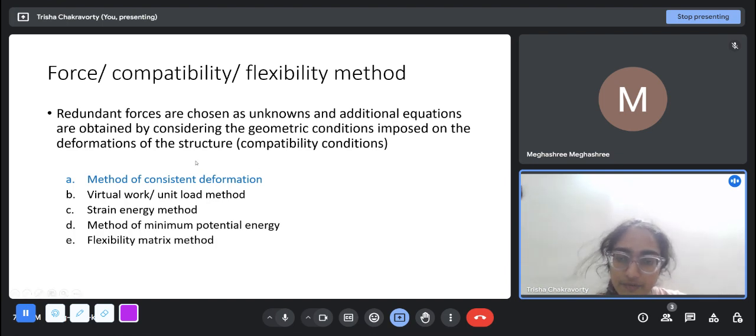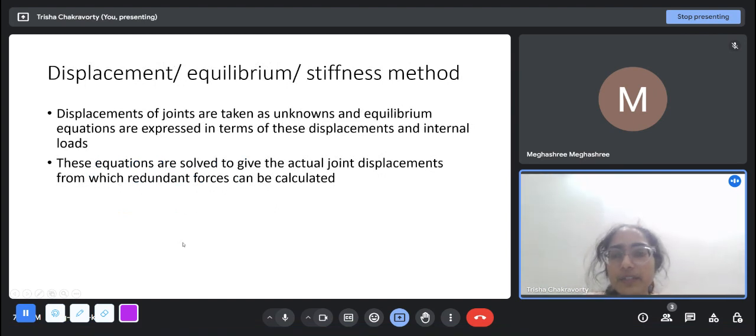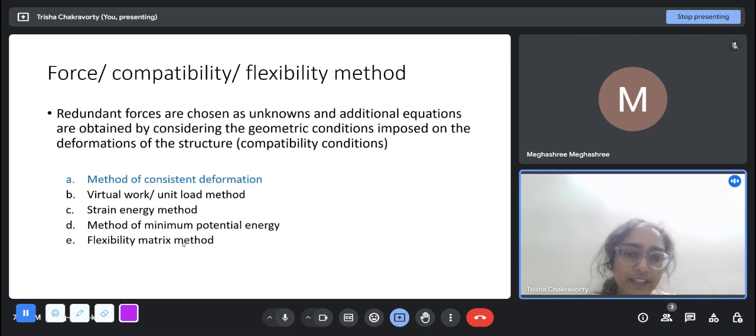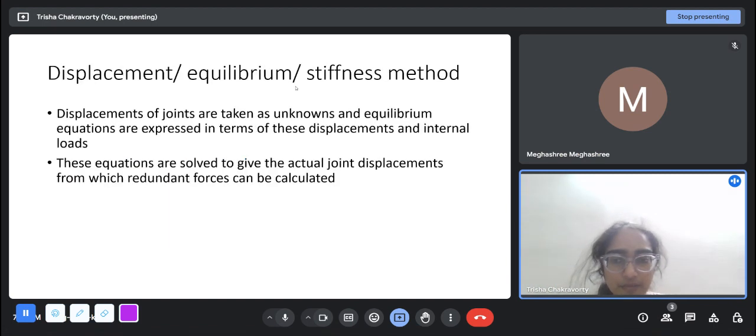But the method of consistent deformation is the one that is looked at in detail in this course. These others may be looked at in future advanced courses. Then there is the displacement approach, which is also called the equilibrium or the stiffness method. Basically, flexibility and stiffness are inverses of each other. For example, a spring has a spring constant called K that we call the stiffness, right? So 1 by K is the flexibility of that spring. So you can say flexibility and stiffness are complements of each other.